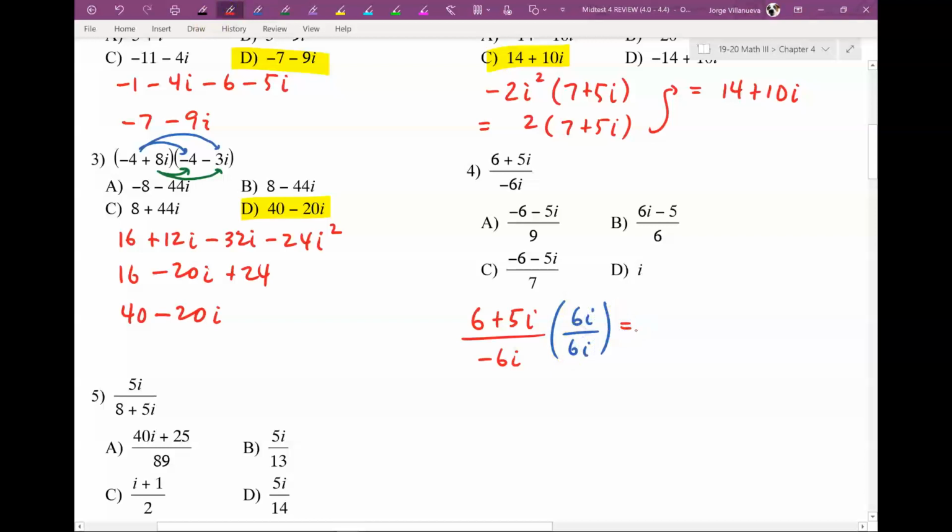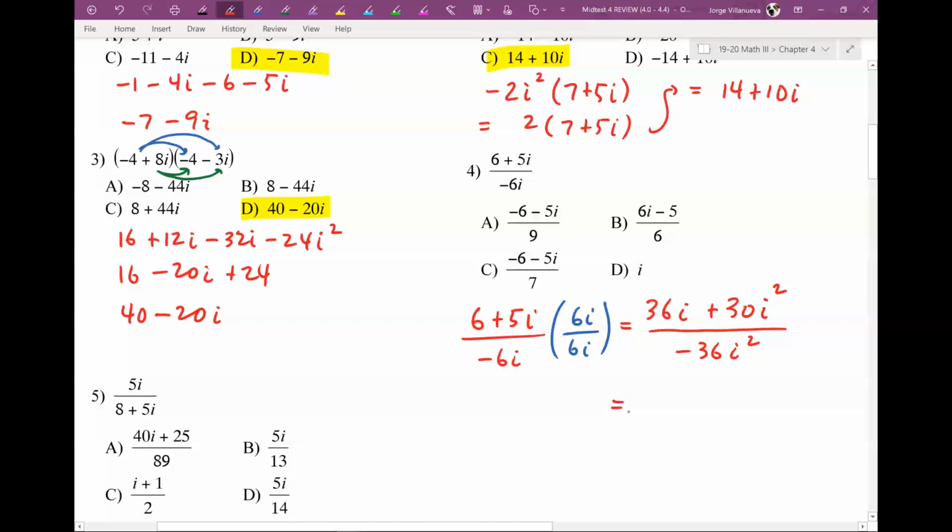Okay, so on top we get 36i plus 30i squared over negative 36i squared. Now notice what I got and then the options. You see how there's like 6s and 5s and 9s? That means they reduced after. So we're going to have to do the same thing.